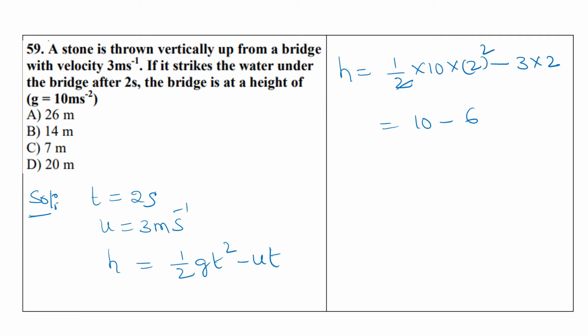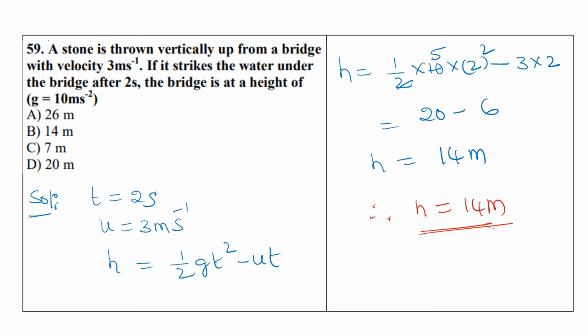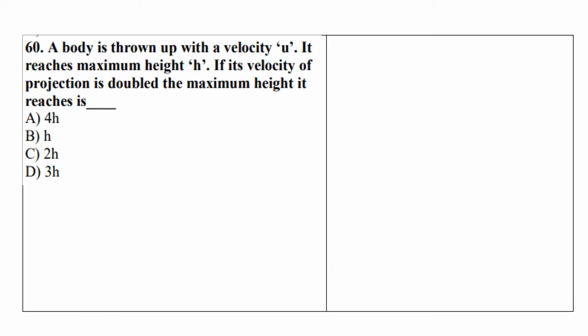Here, half g t squared is 2 squared, so 2 ones are 2, 2 fives are 10, 5 into 4 is 20, so 20 minus 3 twos are 6. So h equals 20 minus 6, 14 meters. Therefore, the height of the bridge h equals 14 meters. Okay. Next, we will go to the next question.